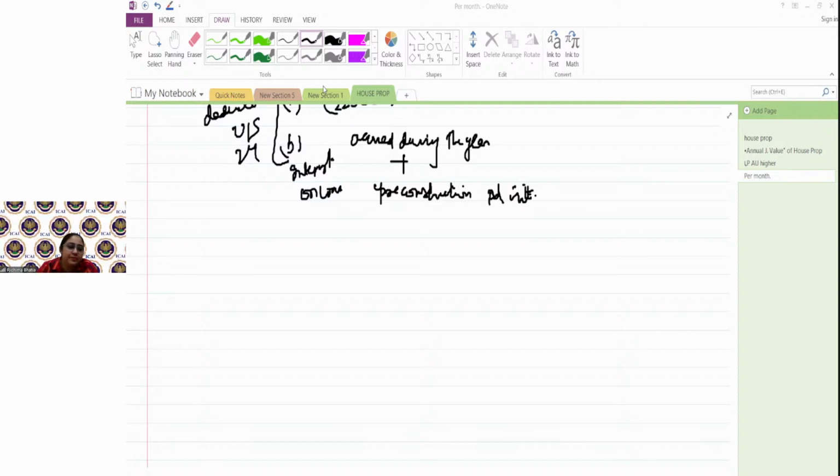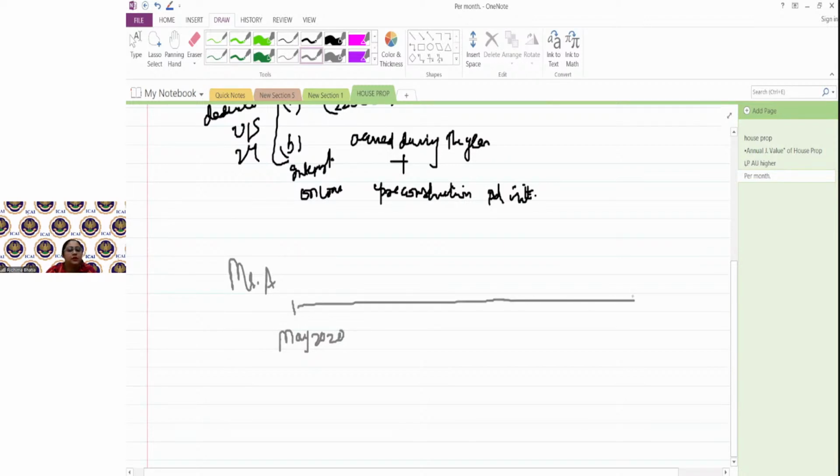What we will do for that period is what we have to understand. Now, Mr. A, please focus, guys. Mr. A took a loan for constructing the property in May 2020. But now COVID came, उन्होंने expect किया था एक साल में खत्म हो जाएगा. But the property construction was completed only in, or say, June 2022.